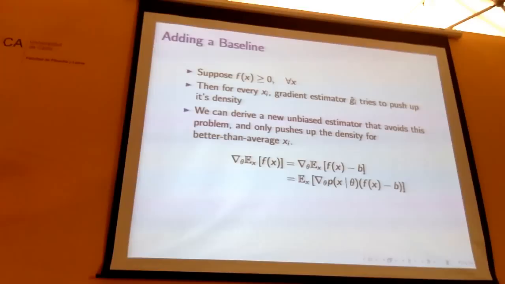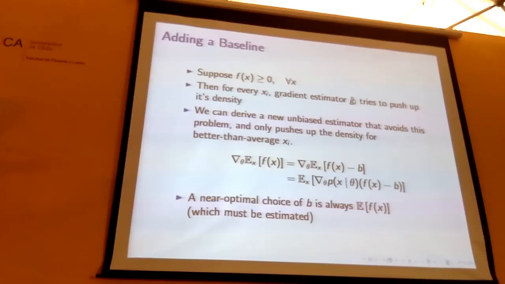So we can just subtract a constant from our function, and applying this offset, we just write out our score function estimator again. What I showed right here is that we can subtract out any kind of constant from f of x, and it's not going to affect the mean of our gradient estimate. Sorry, this should be grad log p, not grad p. So the point here is that we can subtract any constant from f of x, and that's not going to affect the expectation.